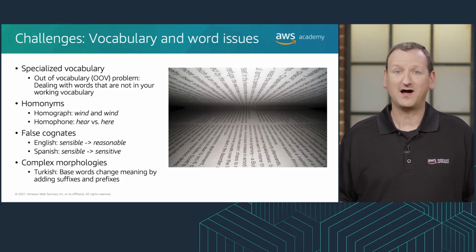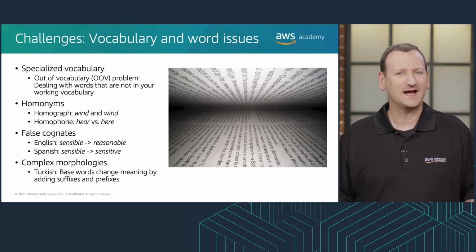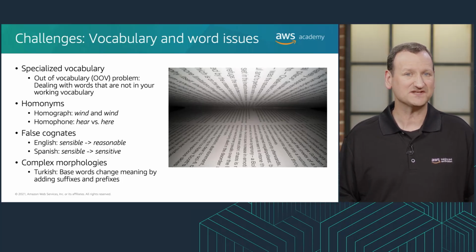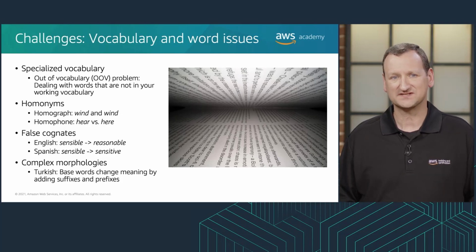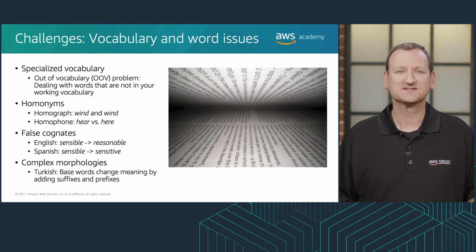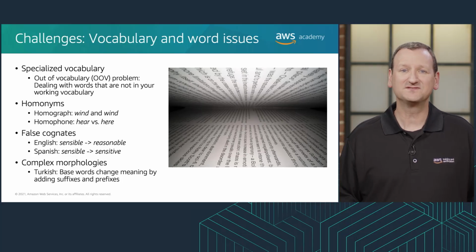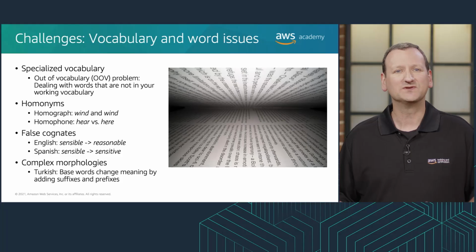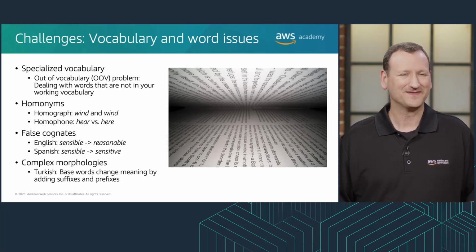Other challenges include homonyms. There are two different types of homonyms. First, you can encounter homographs, which are two words that are spelled the same but have different pronunciations and meanings, such as, I had to wind my way through the wind. The other form is a homophone, which are two words that sound the same but are spelled differently and also have different meanings, such as, I can only hear you when you are here.